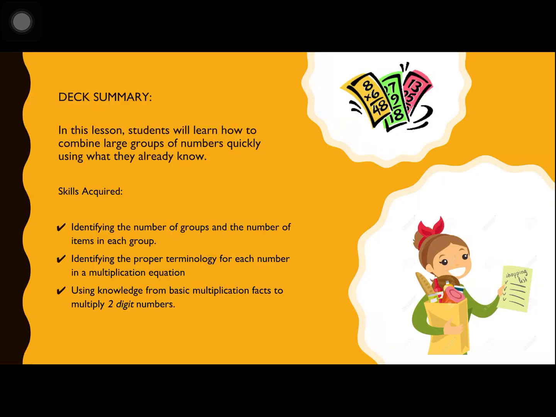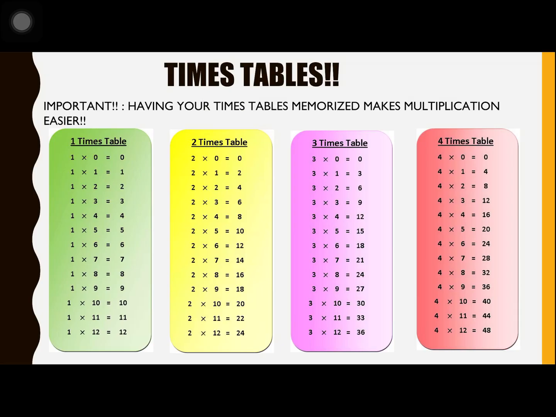Deck summary. In this lesson, students will learn how to combine large groups of numbers quickly using what they already know. Skills acquired: identifying the number of groups and the number of items in each group. Identifying the proper terminology for each number in a multiplication equation. Using knowledge from basic multiplication facts to multiply two-digit numbers.